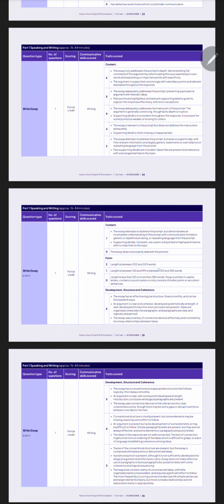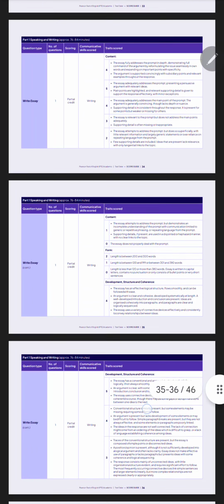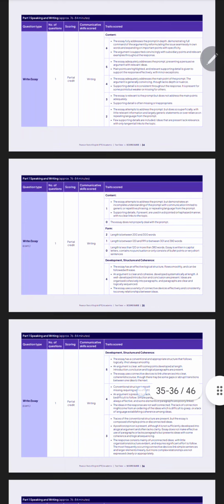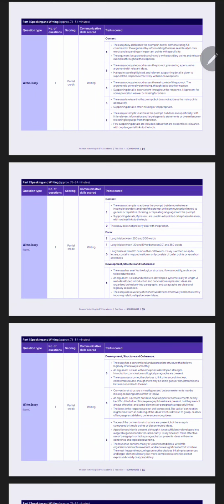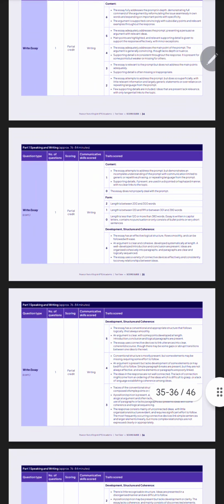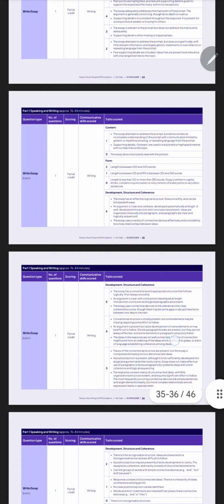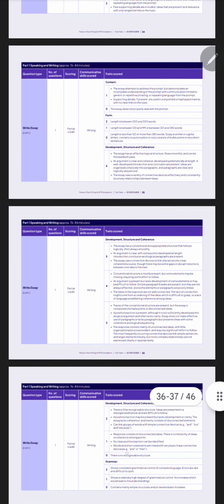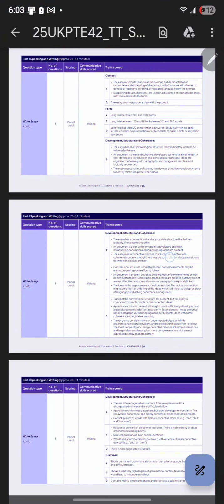Form: between 200 and 300 words. Okay. So that's it. So maybe 250 is enough. Okay. Development, structure and coherence. Okay, it's still about connective devices and logical linkage. Okay, yeah.